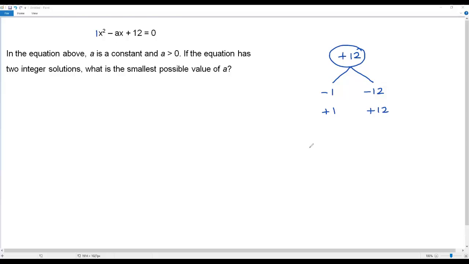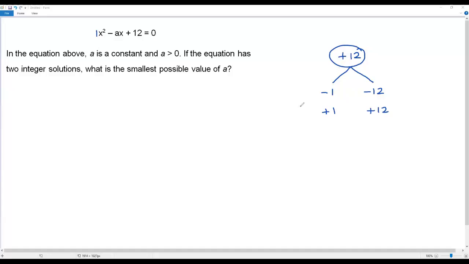What if I take one factor as positive and the other factor as negative? Let me see, positive 1, negative 12. When I multiply these two factors, will I get positive 12? No, because when I multiply positive and negative, it will be negative, but here we have positive. Since the constant term has a positive sign, either both the factors must be positive or both must be negative. We cannot have different signs.